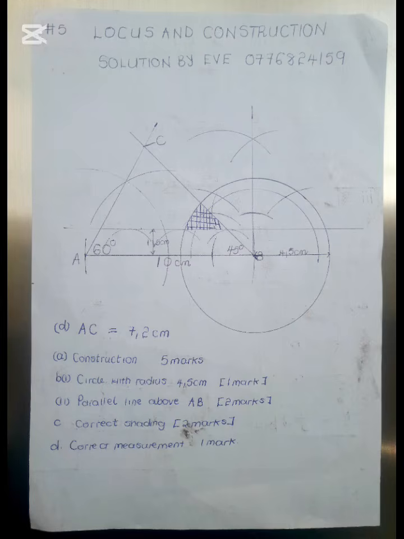And then finally, measure and write down the length of AC. So you need to take the correct measurement. It is going to be 7.2 centimeters. So that was all about the locus and construction. That was in June 2025.